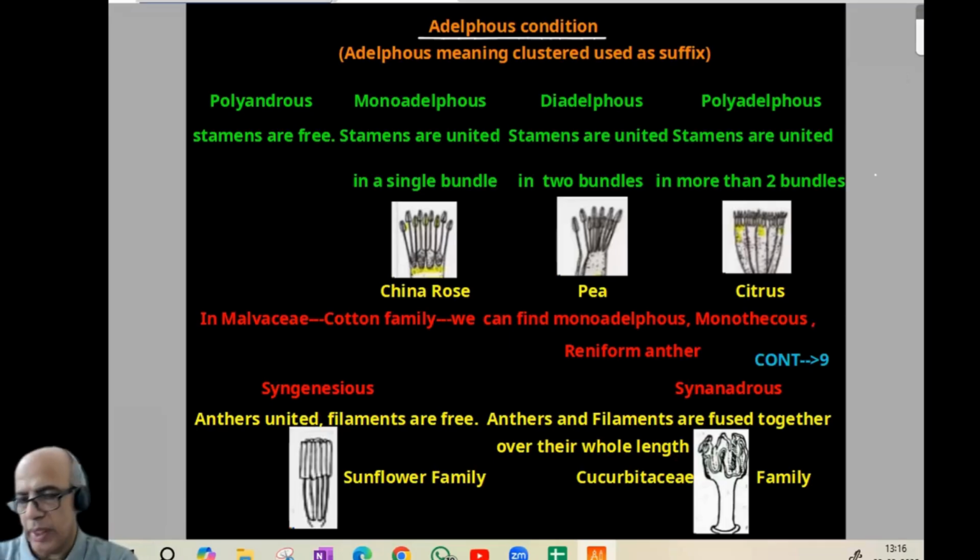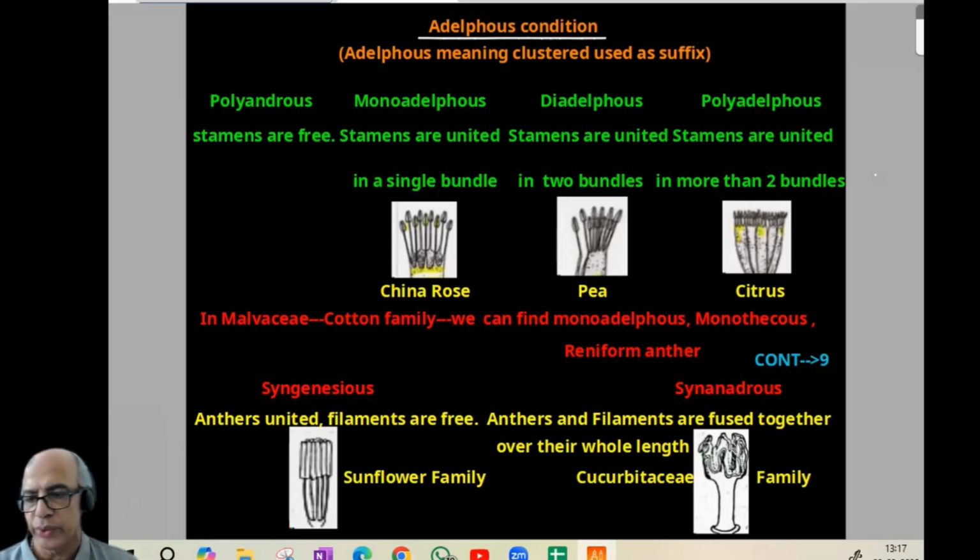Now, before entering the adelphous terms, a general term, polyandrous. Polyandrous means stamens are free. Now coming to monoadelphous, diadelphous, polyadelphous. Adelphous means clustered. So monoadelphous means stamens are united in a single bundle, as in the case of Malvaceae or China rose. The example is important for the exam, a popular question, direct NCERT. Diadelphous: stamens are united in two bundles, as in Papilionaceae. Polyadelphous: stamens are united in more than two bundles, as in the case of citrus.